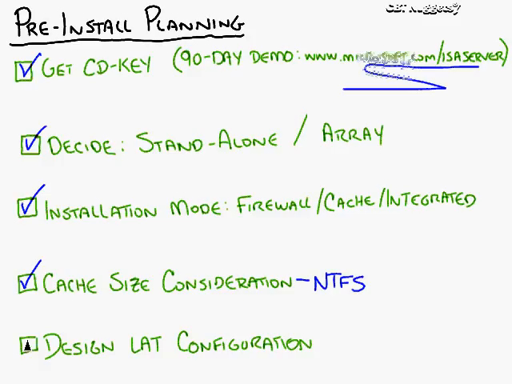Fifth will be to design your LAT configuration. Now, this we're going to get into a little bit later, but I do want you to have a good idea. Before you start setting up the ISAServer, you should have all of this planned out. The local address table, again, is what LAT stands for. And as we go through the install, I'll go ahead and stop because it'll be copying some files, and I'll explain what the LAT is all about.